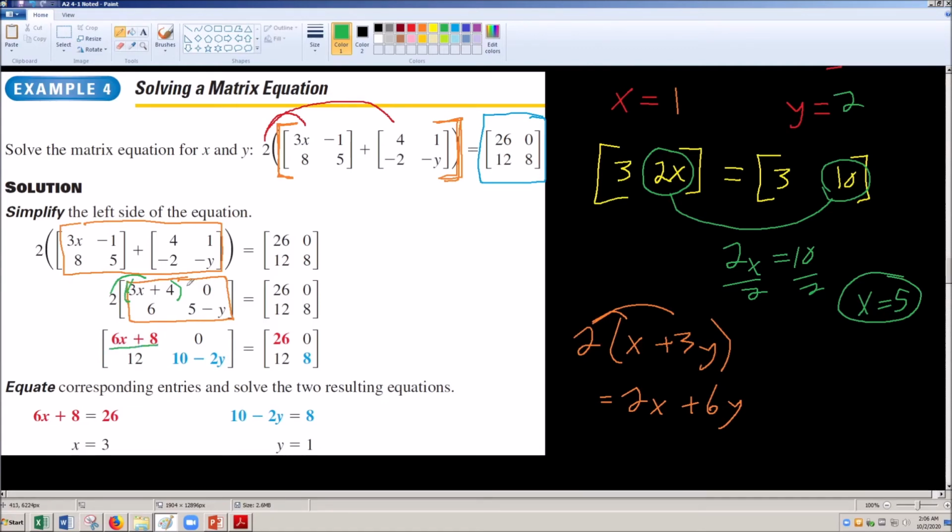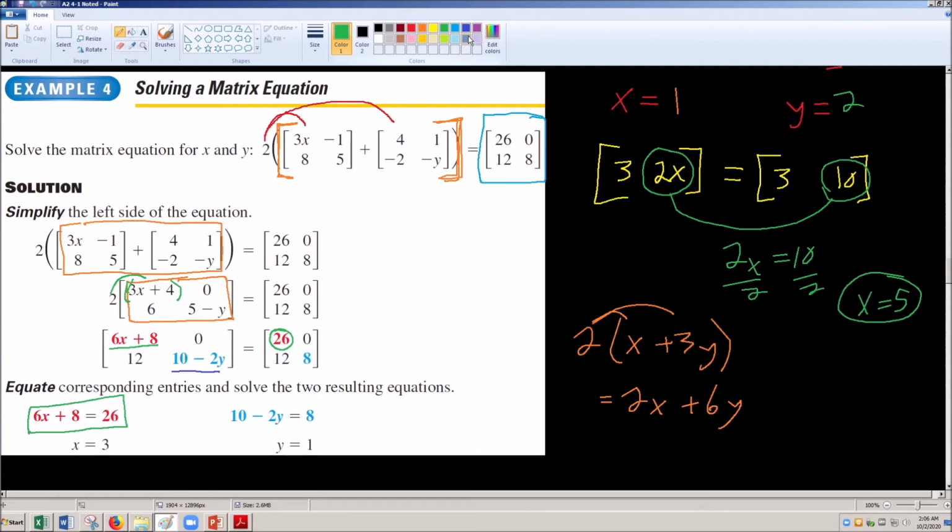2 times 0 is 0, 2 times 6 is 12, and then 2 times 5 minus y is going to be 10 minus 2y. So now I get to a point where I can solve using this bit right here in green, and we'll do this bit right here in purple, okay? So the green part that I'm concerned about is top left to top left. So let's set up the equation. The equation should look like 6x plus 8 equals 26. From there, we're just solving with our Algebra 1 skills, and we get x equals 3.